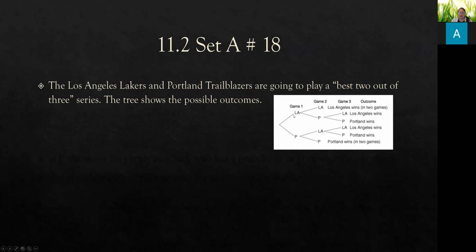On the other hand, if LA wins the first one and then Portland wins the second, then if LA wins the 3rd one, LA wins. Or if Portland wins the 3rd one, Portland wins. And if Portland wins the first 2, then they don't bother playing the 3rd game because they know that the winner will be Portland.